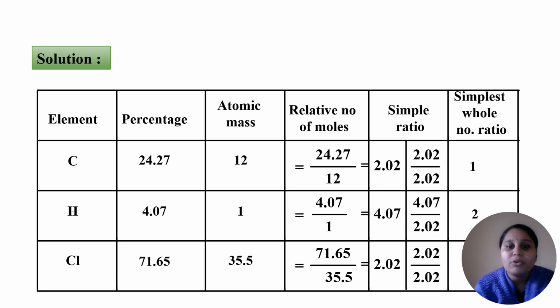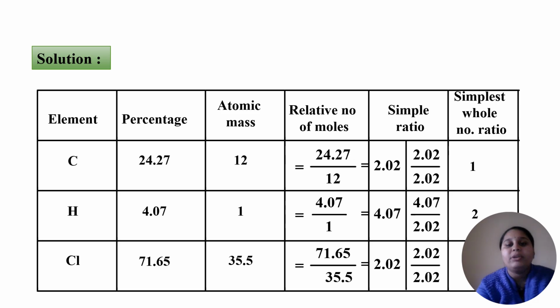So we have to note down all the relevant data in a table. The elements are carbon, hydrogen, chlorine. We have to note down the percentages. Carbon is 24.27%, hydrogen is 4.07%, chlorine is 71.65%. And the atomic mass is 12 for carbon, 1 for hydrogen, and 35.5 for chlorine. So the relative number of moles is 24.27, the percentage, divided by the mass, 12. You get 2.02. And the same for hydrogen and chlorine.